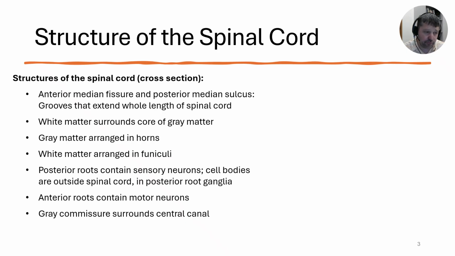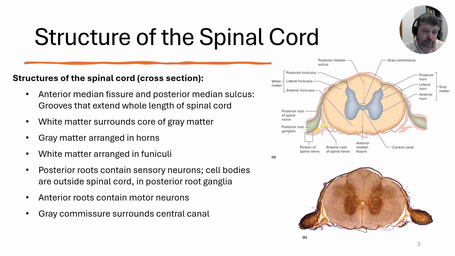The anterior root contains motor neurons, and we'll look at that here in a second also. And the posterior root is for sensory. So the posterior horn of the gray matter is for sensory. The anterior horn is for motor neurons.